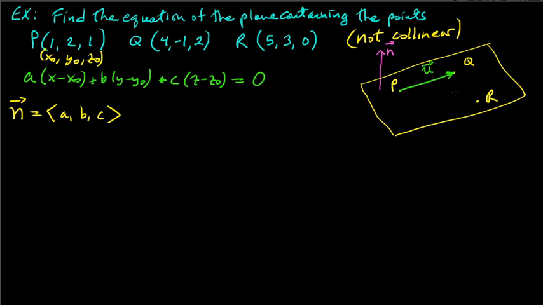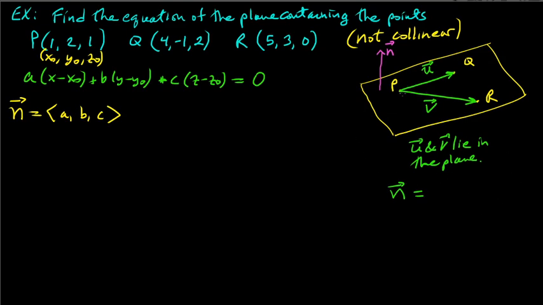Again, it doesn't have to be a unit vector. And we have a choice for another. We can use Q and R, but I'm going to choose P and R for my second vector. And we'll call that vector v. So both vectors u and v lie in the plane. So now, it should be clear, at least I think it's clear, how to find n.